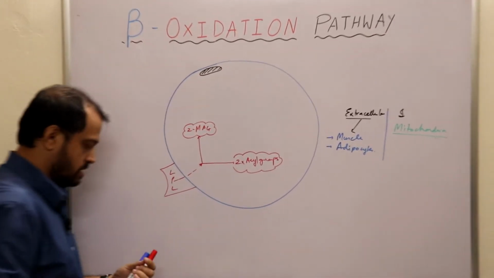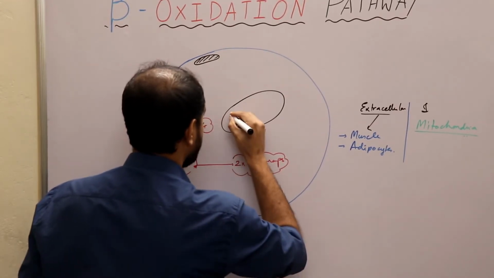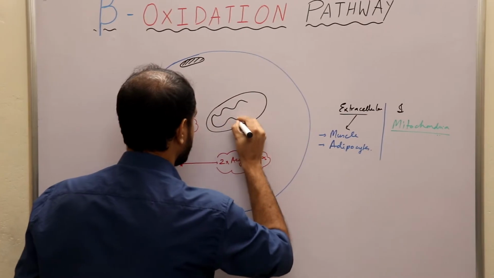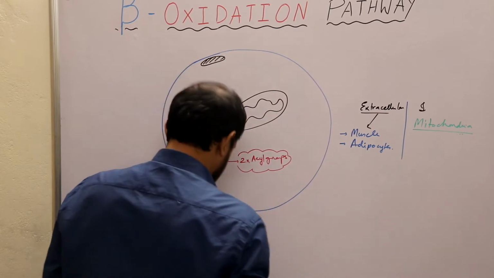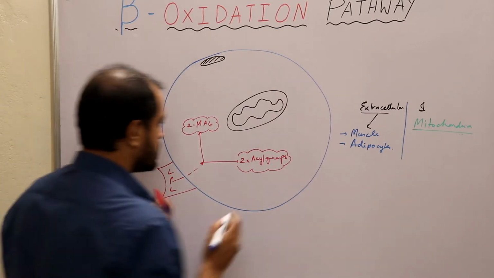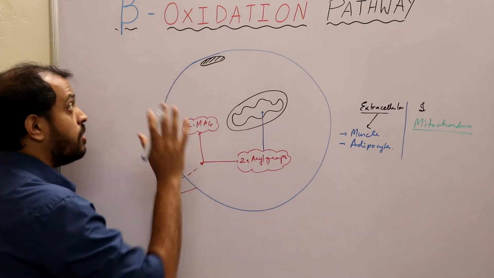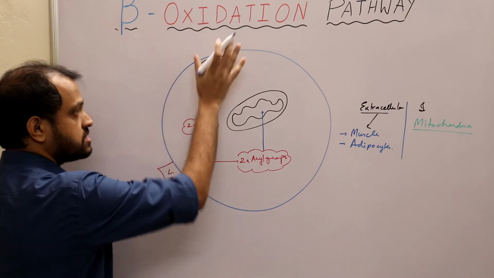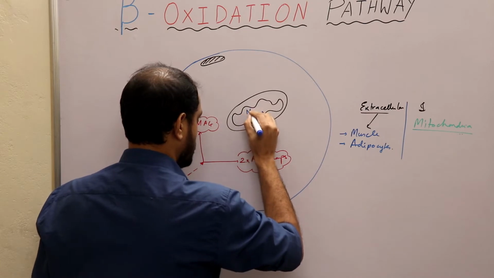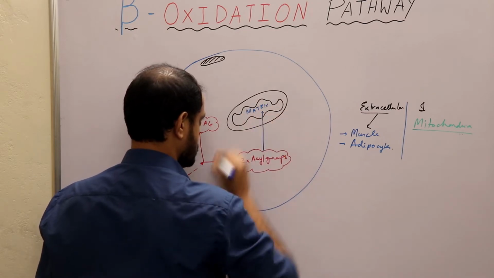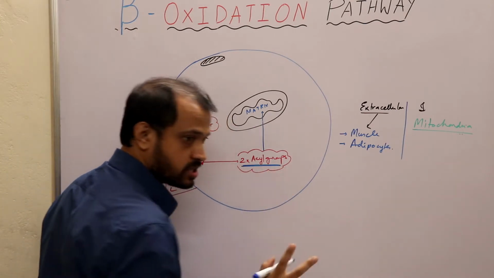Now listen, for beta oxidation we need to transfer these acyl groups from here to here. That means the enzymes for beta oxidation of fatty acids are present in the inner mitochondrial matrix. That means this acyl group will have to cross two barriers.